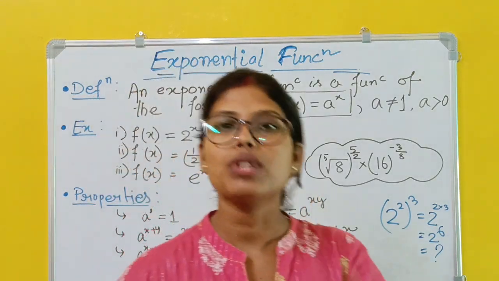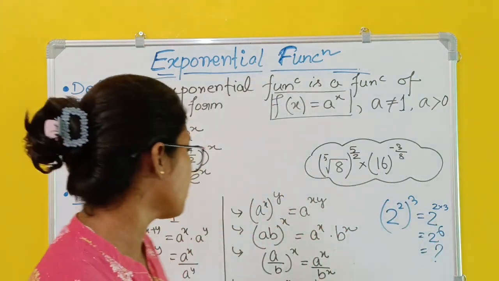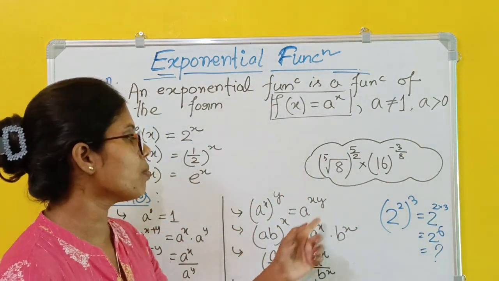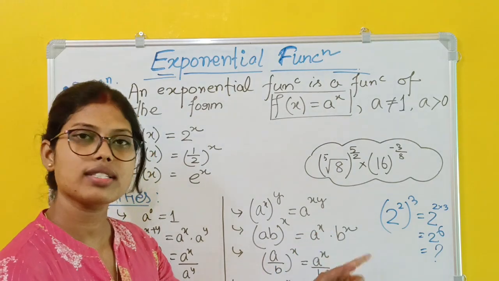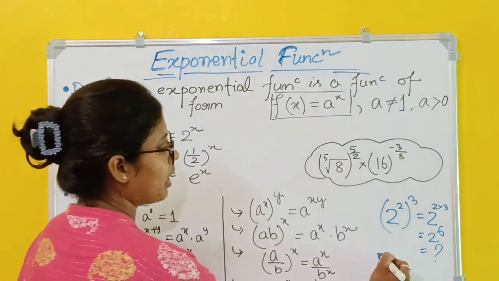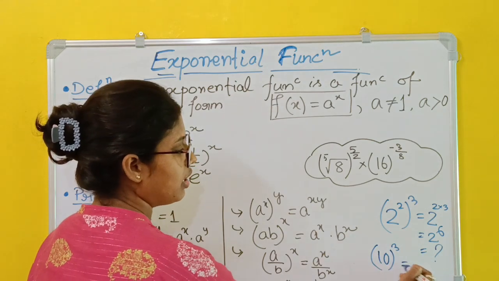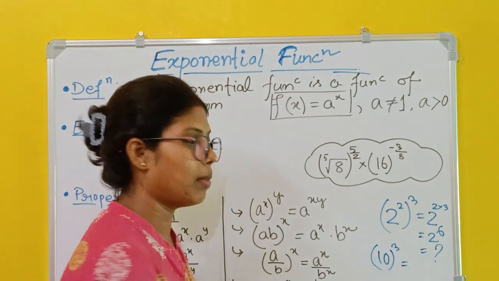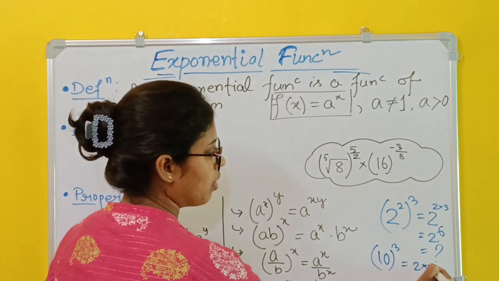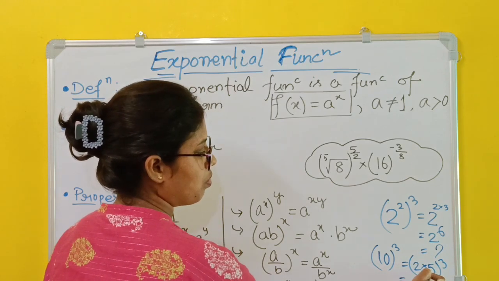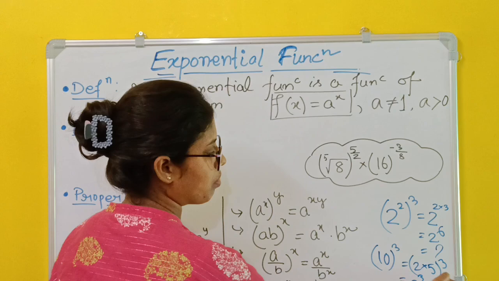Now we will deal with two numbers. One is a variable, the other is fixed. That is (ab) to the power x, which can be written as a to the power x into b to the power x. For example, we have 10 to the power 3. Then we can break 10 into two numbers, that is (2 into 5) whole to the power 3, and that is again 2 to the power 3 into 5 to the power 3.